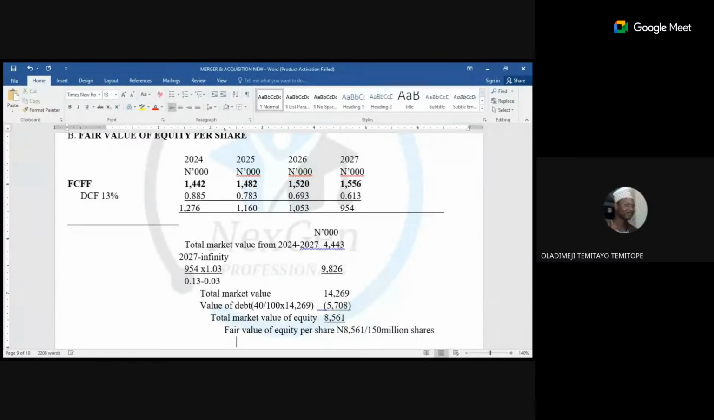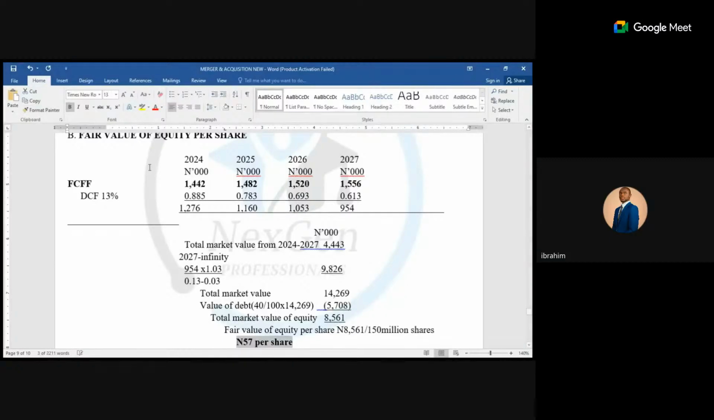What do we have? What is it? 57 naira. 57 naira per share. That is the value of equity per share.